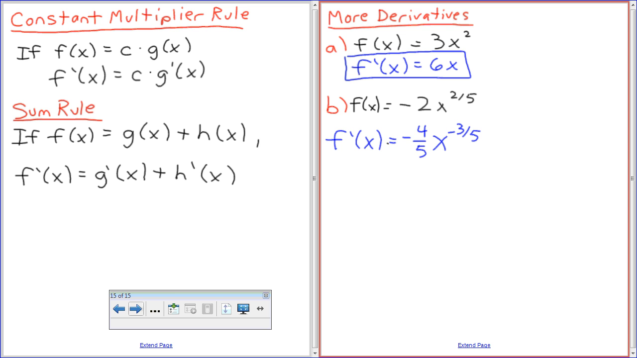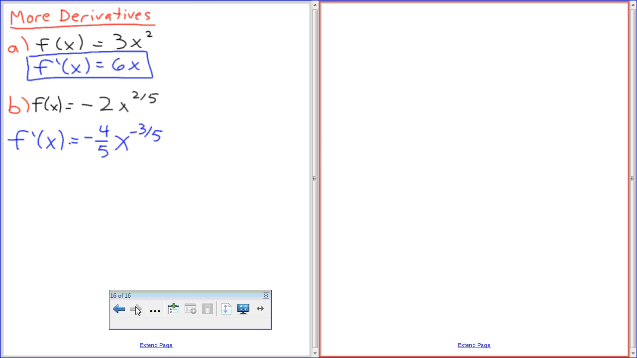Okay, so let's just make sure everyone understands what happened there. 2/5 minus 1 is -3 over 5, and -2 times 2/5 is -4 over 5. Okay? Here we go, letter C. f of x is the cube root of x. Do your best.